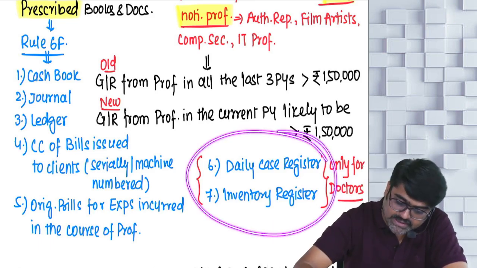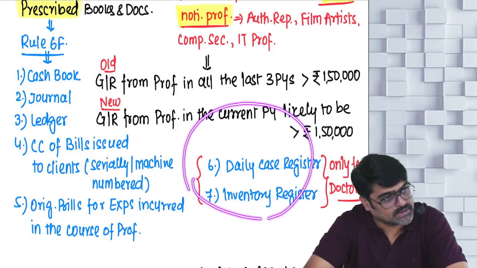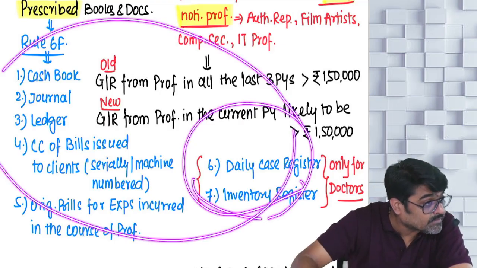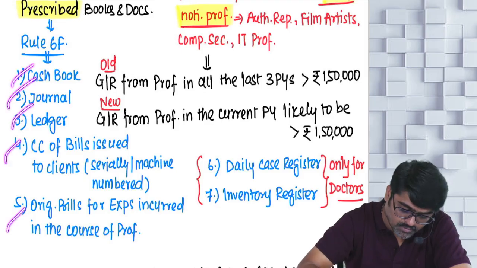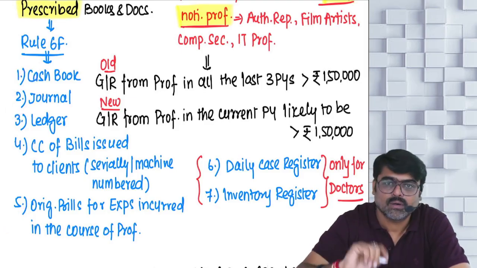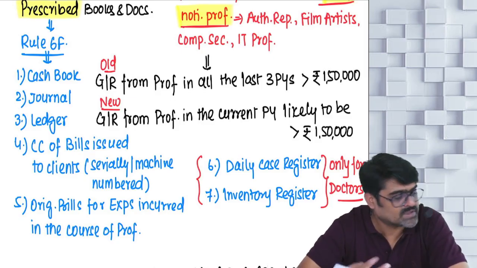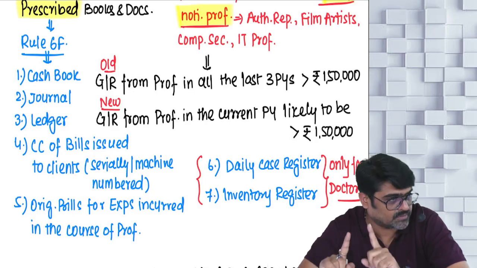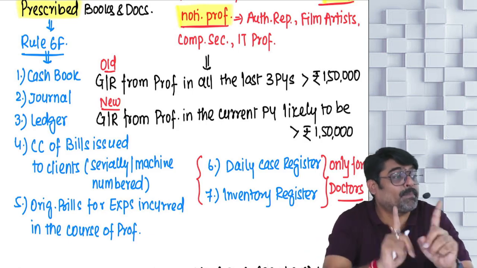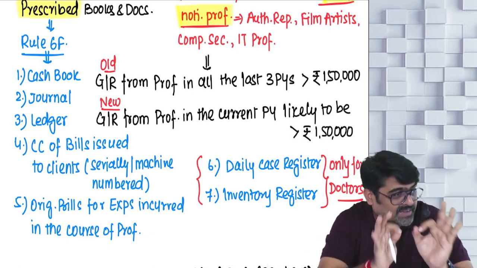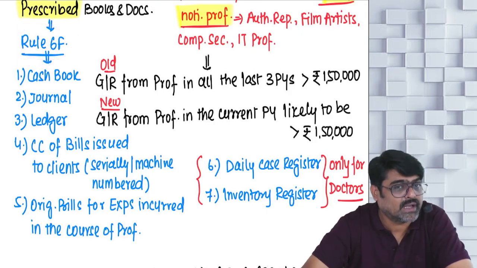See, these two extra details are to be maintained only by doctors. So meaning doctor will maintain only these two? No, doctor will maintain total 7. But for all the other professionals, they are going to maintain 1, 2, 3, 4, 5. So are you an assessee? Yes. Engaged in any of the specified profession? Which are the professions? 11 professions which are specified. You have to remember the names. For that profession, separately, you have to compulsorily maintain these prescribed books which are given in Rule 6F.